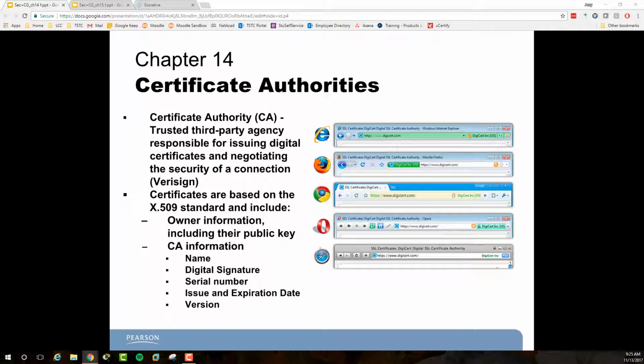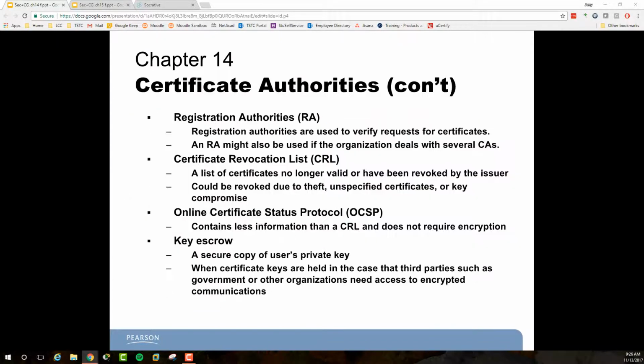So certificates are based on this standard. The standard is called the X.509 standard. So what that includes is the information about the owner and their public key. Remember, a public key is public so that anyone can access it. The private key is what we keep secret. It also contains the information about the certificate, like the name, the digital signature, the serial number, when it was issued, when it expires, and the version number. All of those things come from the certificate authority.